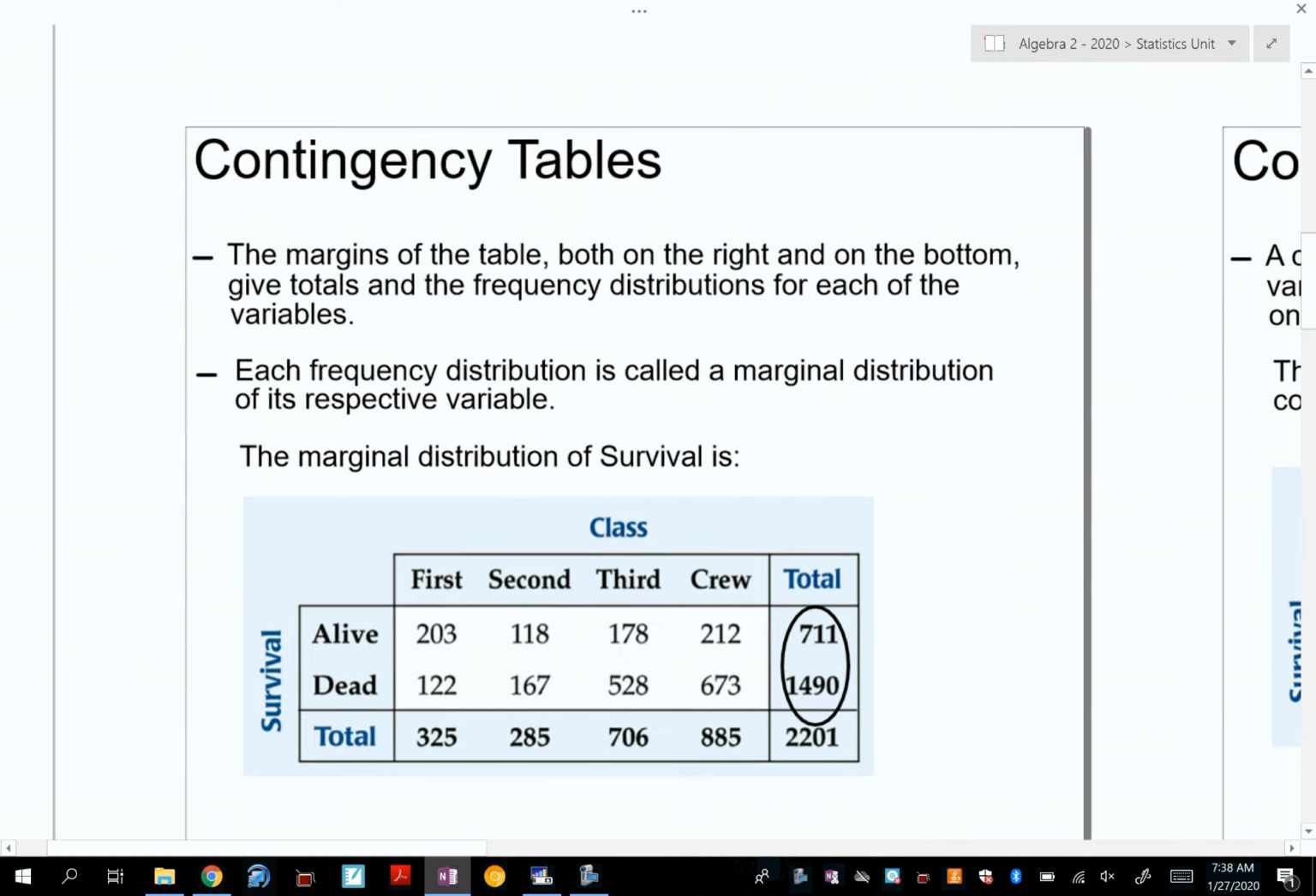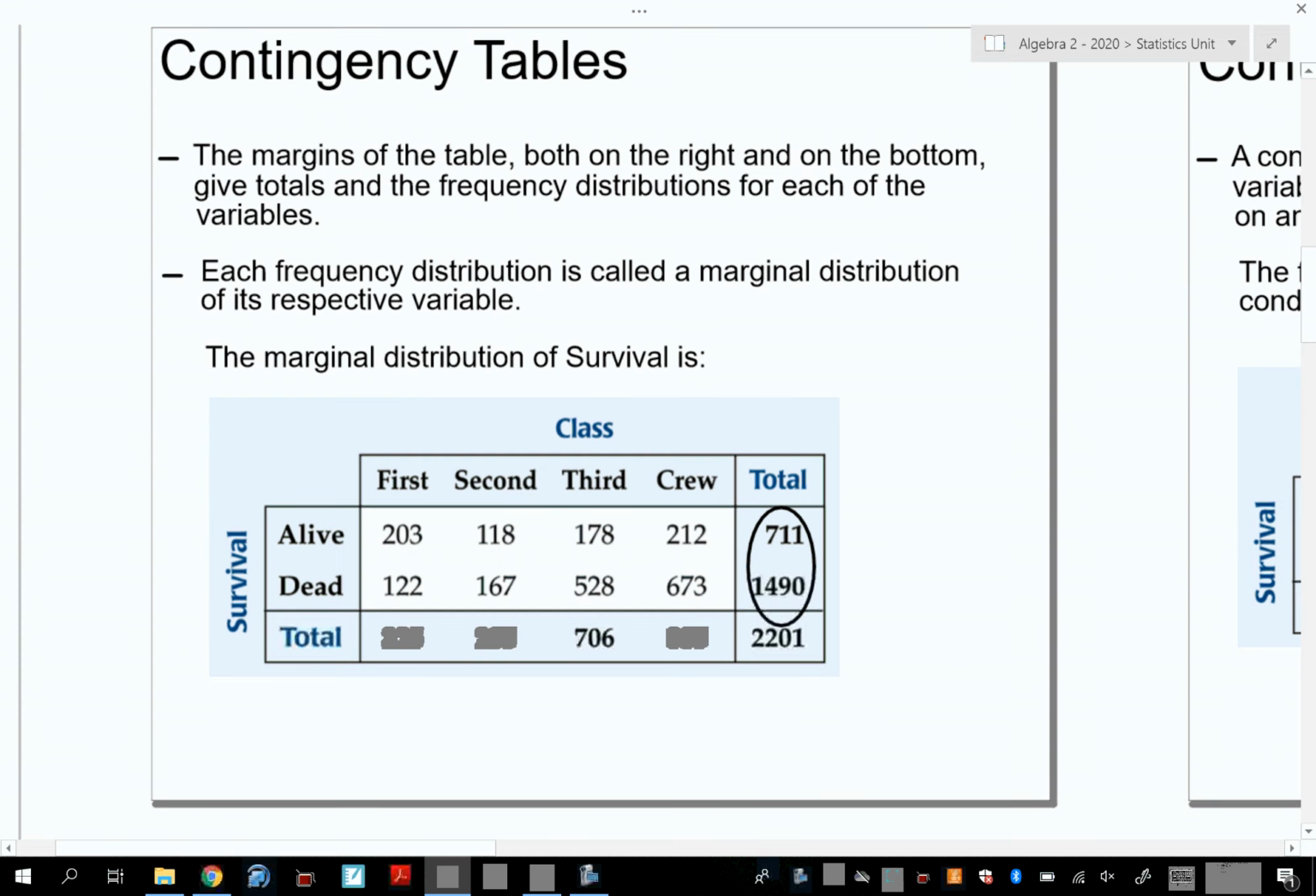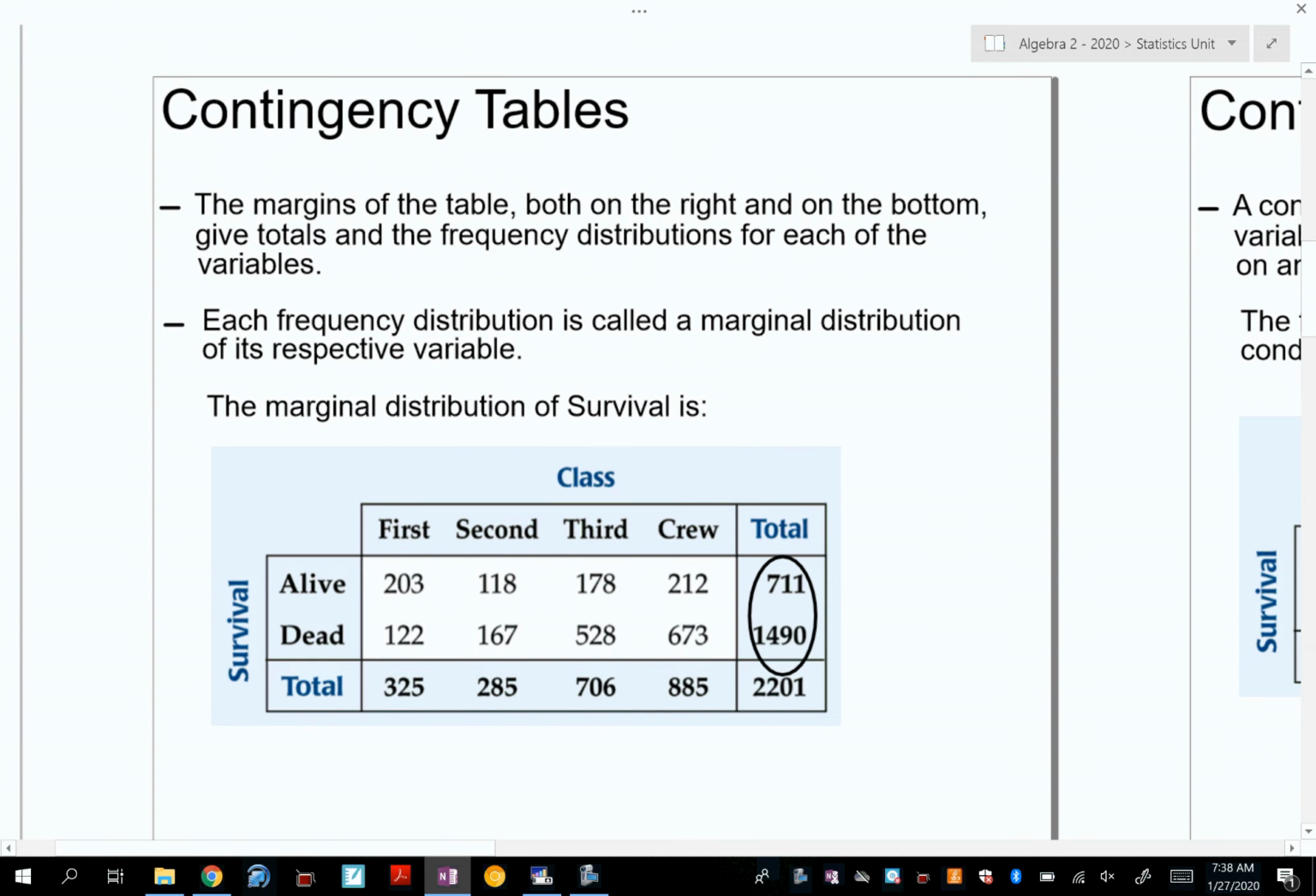Does everyone see the numbers on the outside, underneath this total column and this total row? Those are called marginal distribution numbers. You're not going to need to know that word, but I want to say it because if you ever hear that word or take stats in the future, anytime you look at the numbers in the margins, that's called the marginal distribution. So the marginal distribution of survival is 711 people survived, and 1,490 people did not. We're going to need to know those or calculate those to do some of these problems.